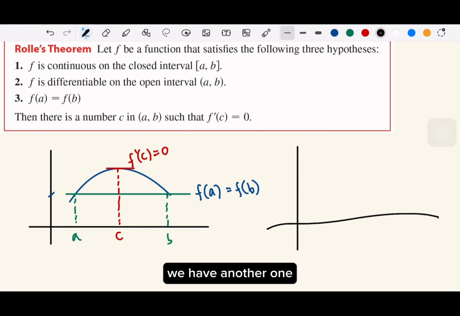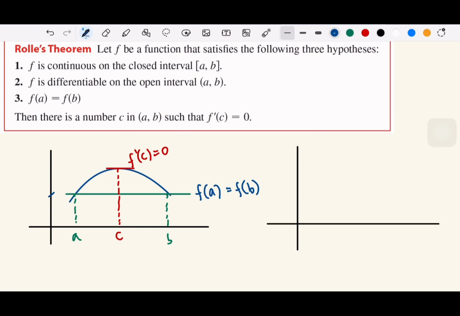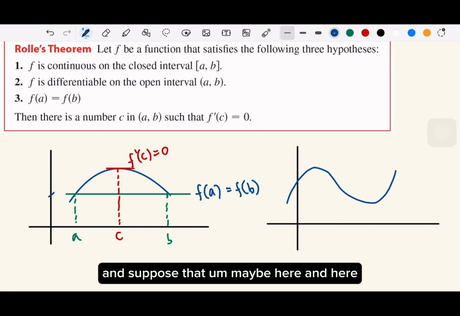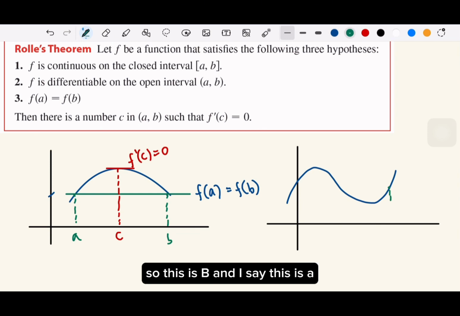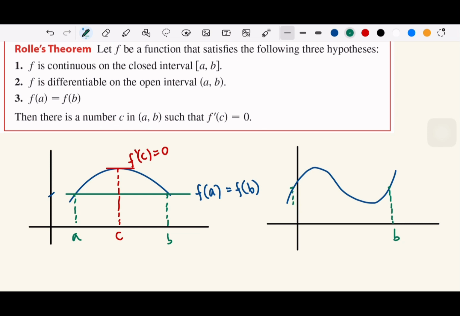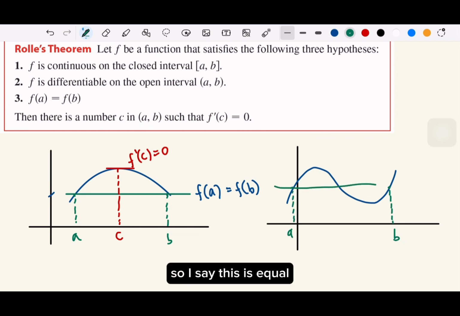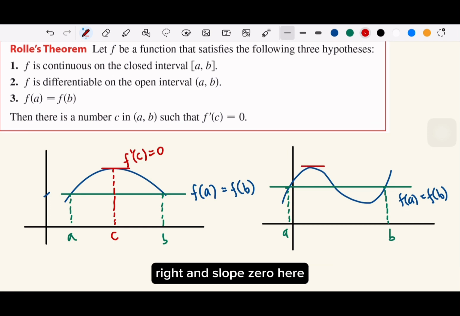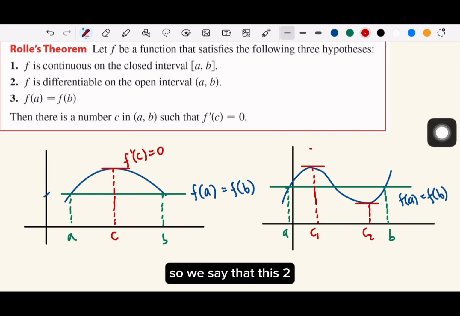For example, we have another one. Let's say we have this. And suppose that maybe here and here. So this is B, and let's say this is A. Let's say this is equal. So again, this is f(A) equal f(B). And we also have slope 0 here, right? And slope 0 here. And we can have more than one. So C1 and then this is C2. So we say that these two make the slope 0.